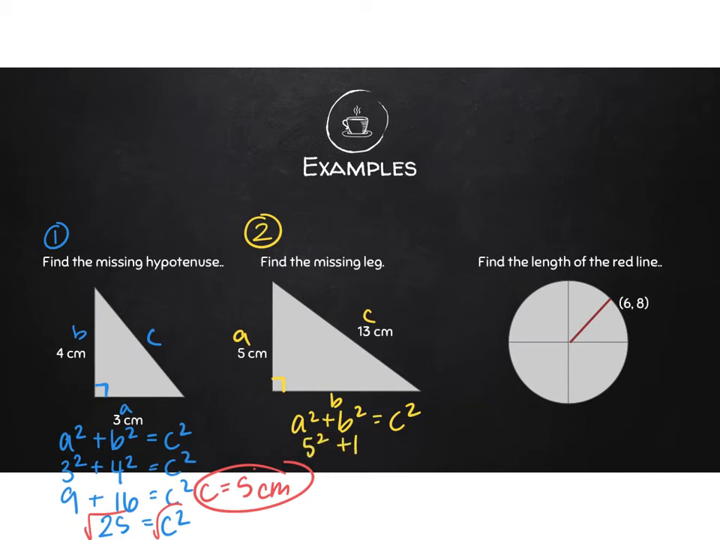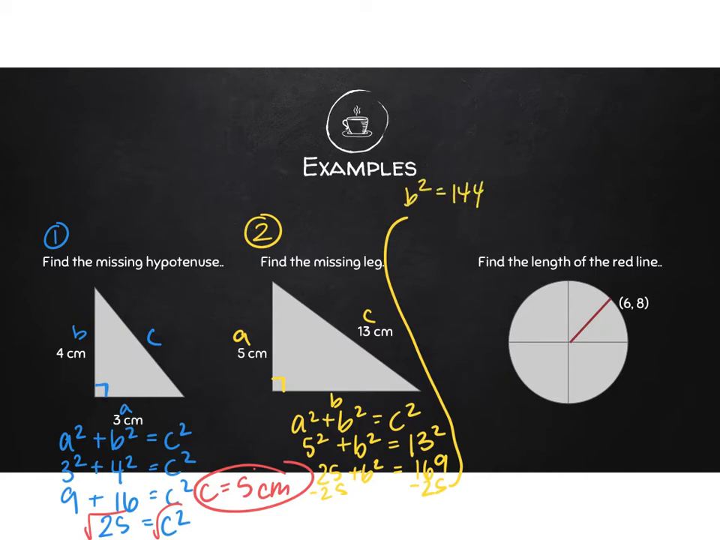5 squared plus B squared equals 13 squared. 5 squared is 25 plus B squared we don't know equals 13 squared is 169. Now we need to use our algebra skills to solve for B. So minus 25 on both sides. I'm going to move my work up here. B squared equals 144. To get B, we need to square root both sides. B equals 12 centimeters.